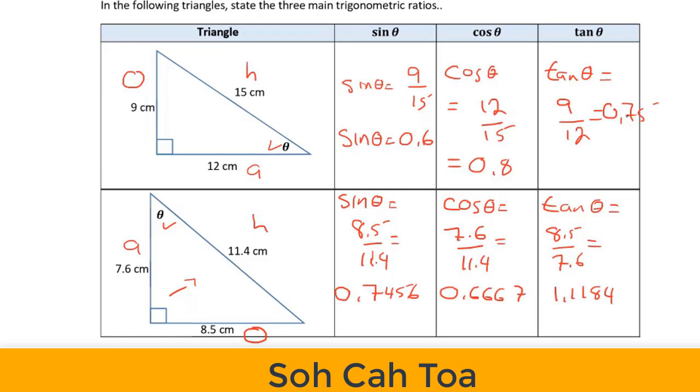So for the second triangle, sine of theta is going to equal 0.7456 rounded to 4 decimal places. Cosine of theta is going to equal 0.6667 rounded to 4 decimal places. And the tangent of theta is going to equal 1.1184 rounded to 4 decimal places.